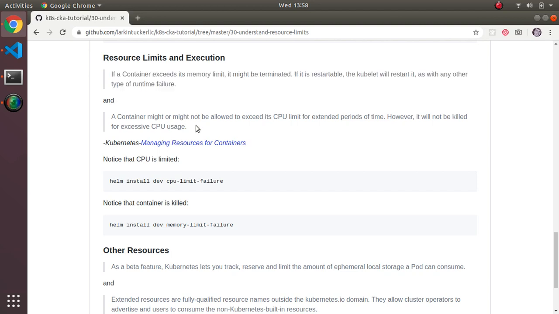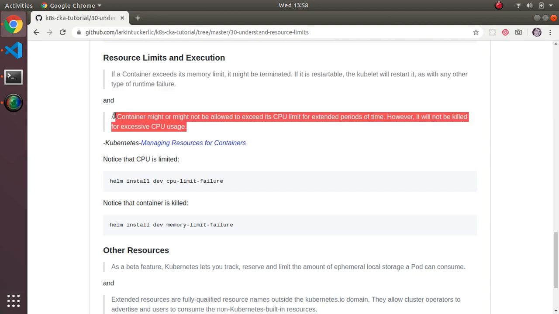CPU is a little more preventative. If you try to exceed the amount of CPU, it just hard limits you. The process doesn't die; it slows down that process to a point where it doesn't exceed the CPU limit. So it's like a throttle, and it doesn't impact the container other than a performance issue. We'll look at both of these.